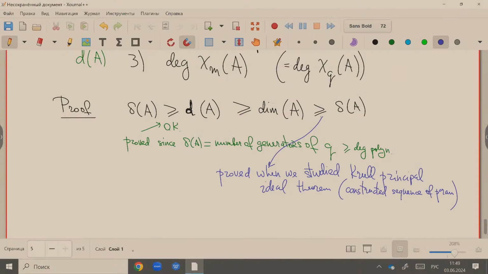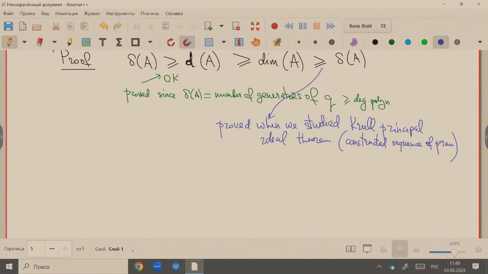Ну, то есть каждый выбор элемента, да, он понижает размерность. Правильно? Ну, как бы по теореме Круля о главных идеалах. Каждый раз, когда вы выбираете не делитель нуля, он понижает размерность многообразия. Ну, поэтому вы можете вот эту систему вот сюда добавить.